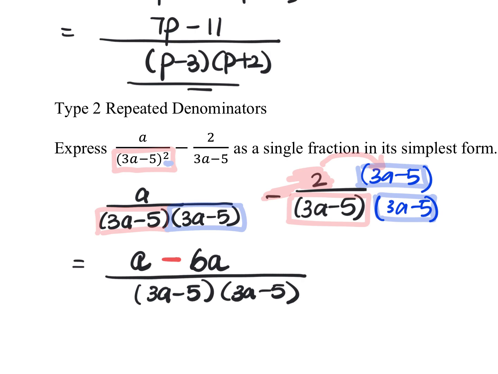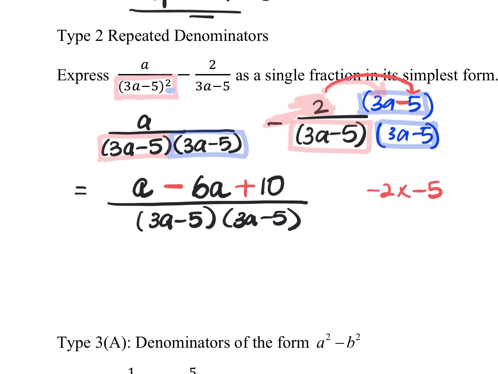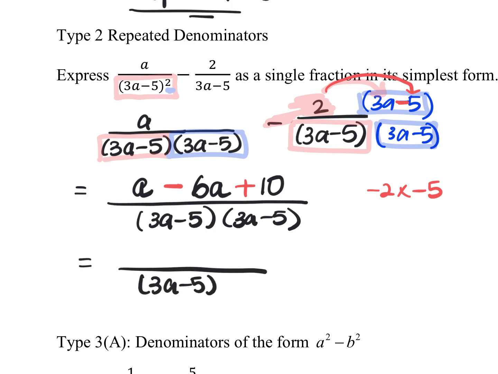The second part, negative 2 times the whole of negative 5. So negative 2 times negative 5 will give you positive. Okay, please make sure you remember to change the sign. And now after that, we're going to move on to simplifying our fractions. So this is 3a minus 5, 3a minus 5. Simplifying a minus 6a, this is negative 5a. If you are not very sure, please do use your calculator to check.